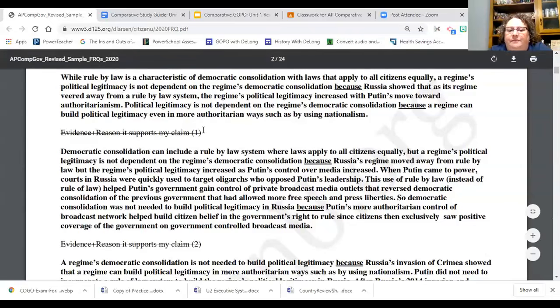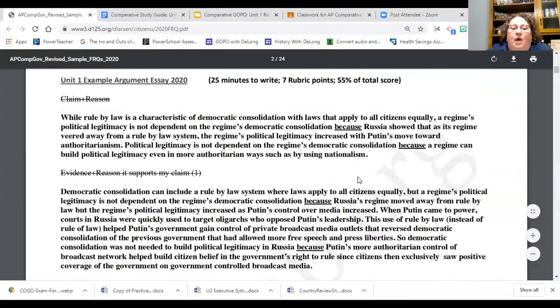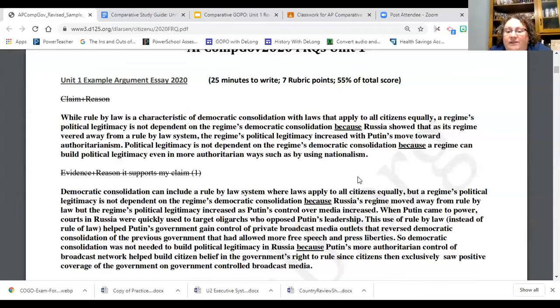So you've got your claim and reason, your evidence and reason, your evidence and your reason. Think about those words. We talked about those turn signals so that people know what you're talking about. While rule of law is a characteristic of democratic consolidation, with laws that apply to all citizens equally, a regime's political legitimacy is not dependent upon democratic consolidation. That's a great point, because you do have to have rule of law to be a democracy, but you don't have to have rule of law to be a legitimate government. China, Russia, Iran all have political legitimacy, but they don't have rule of law.